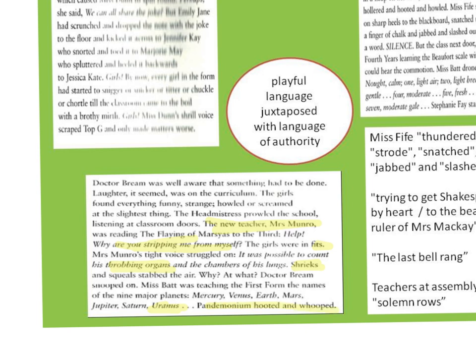"Why are you stripping me from myself?" The girls were in fits. "It was possible to count his throbbing organs and the chamber of his lungs, shrieks and squeals," and then just after that you get "the 9 major planets, Jupiter, Saturn and Uranus."